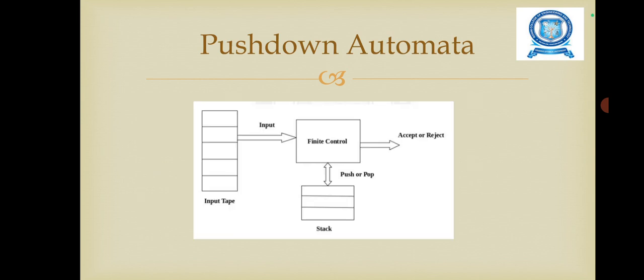Pushdown automata. Here, first we are going to see the input tape. It is divided into many cells or symbols. The input head is read-only and may only move from left to right, one symbol at a time. The next one is the finite control. It has a pointer which points to the current symbol which is to be read.